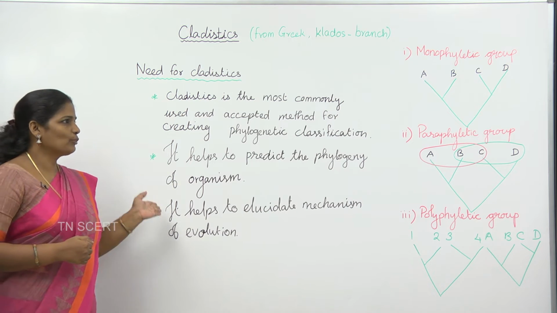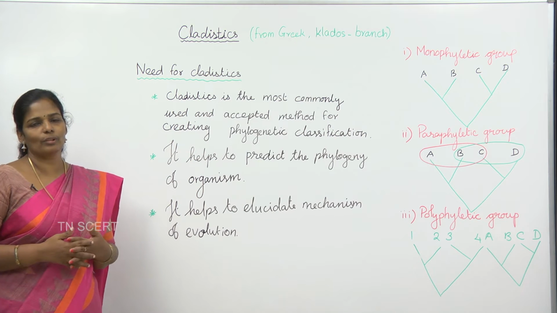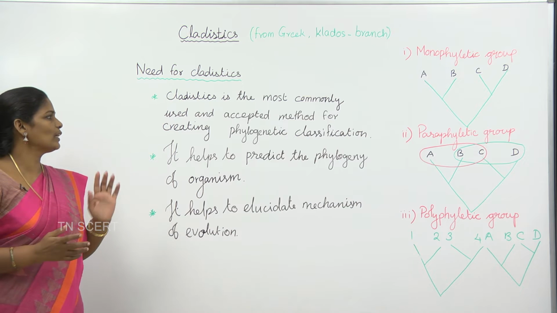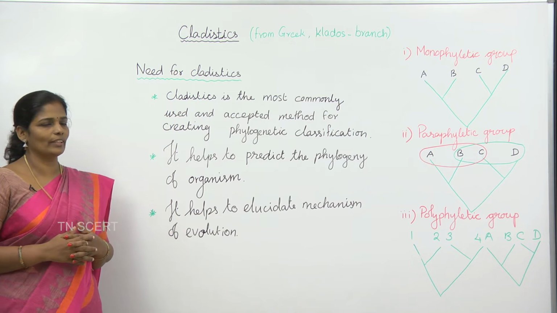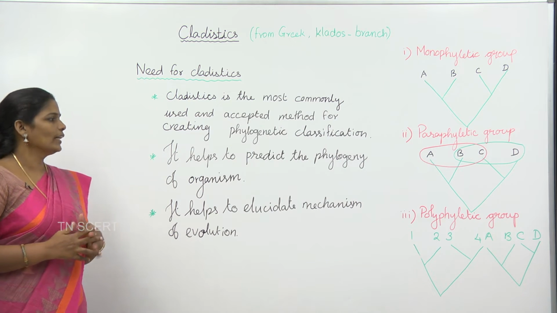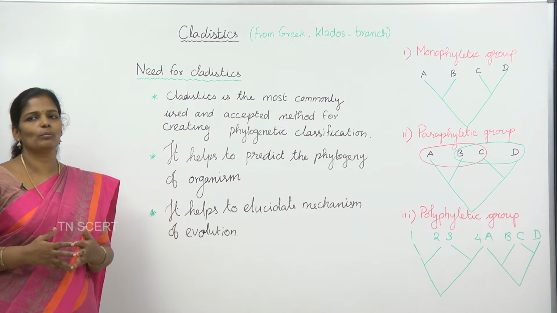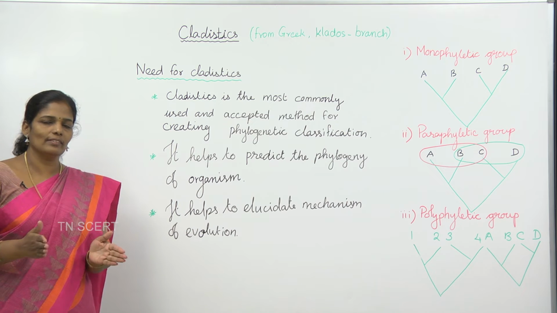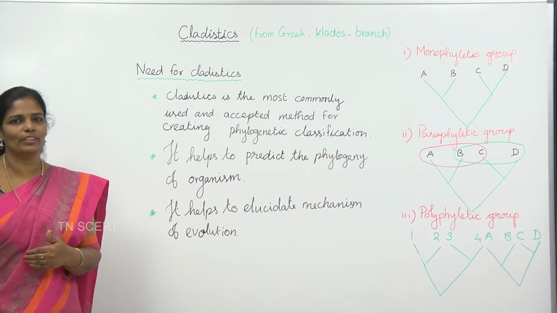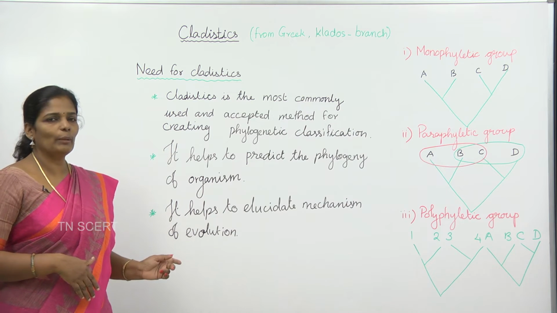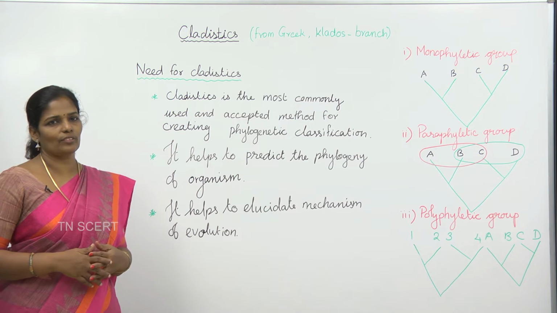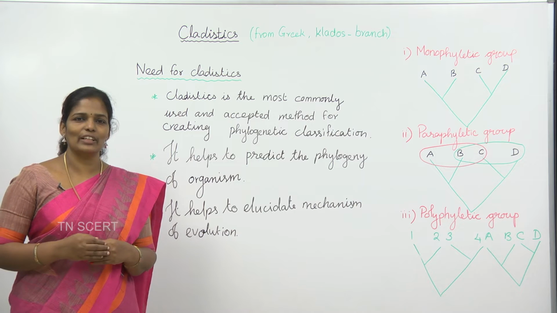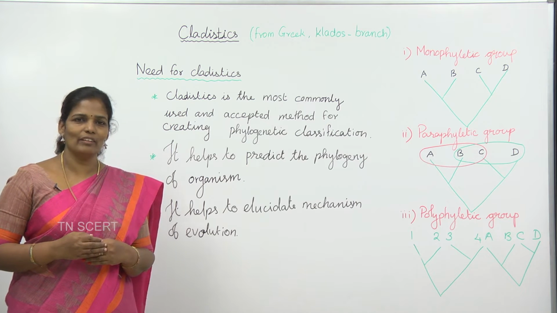Then I told you it produces hypotheses about the relationships which exist among different groups of organisms. So, it helps to predict the phylogeny of organisms, and next, it helps to elucidate the mechanism of evolution. It makes clear the evolution which exists between different groups of organisms. So, these are the importance of cladistics in taxonomy. Let us try to construct a cladogram for given data. Shall we do that now?